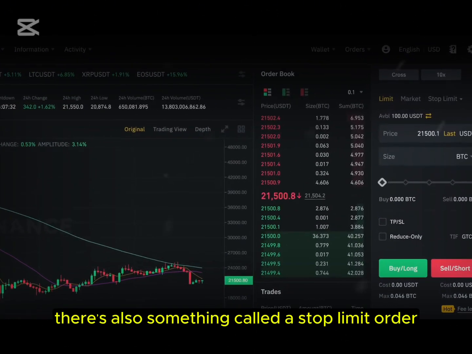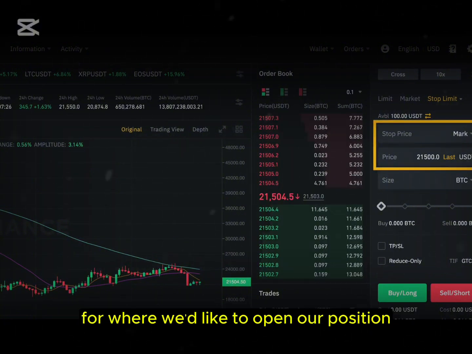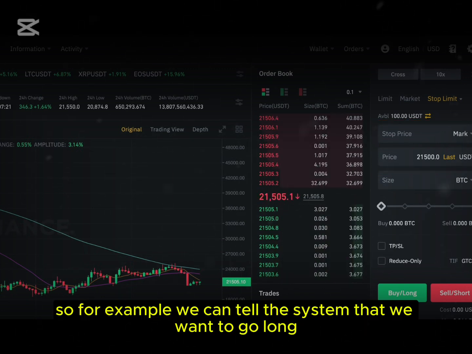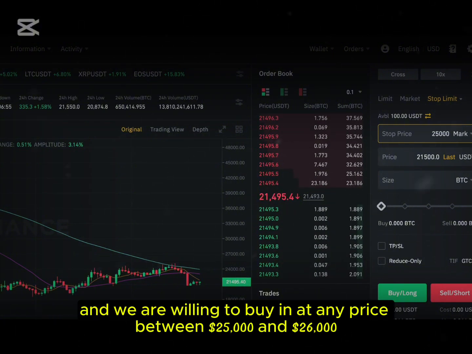There's also something called a stop limit order. With a stop limit order, we're able to set a price range for where we'd like to open our position. So for example, we can tell the system that we want to go long when the Bitcoin futures price goes up to $25,000, and we are willing to buy in at any price between $25,000 and $26,000.